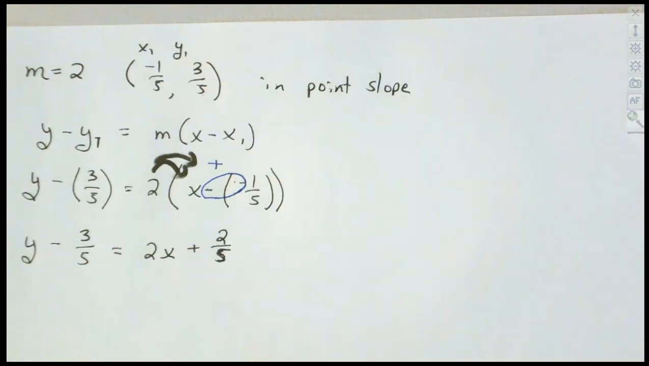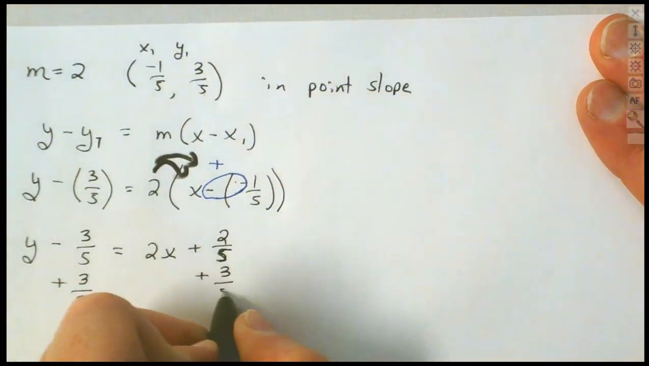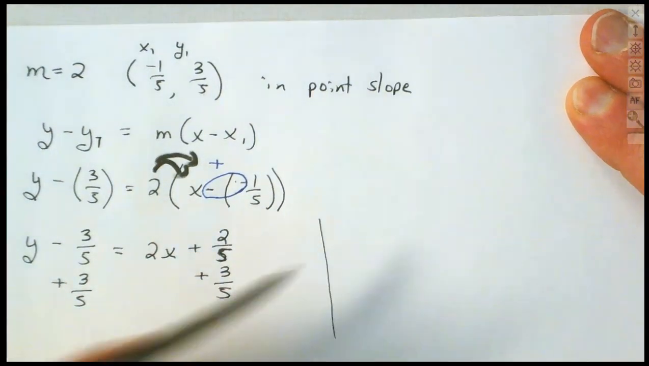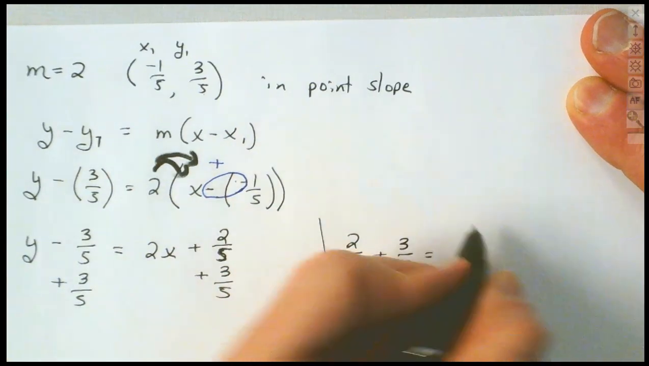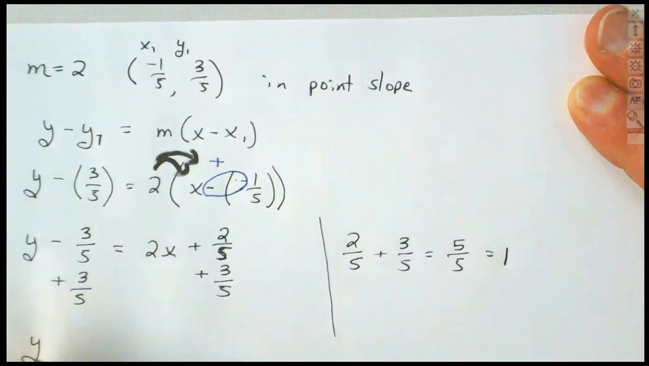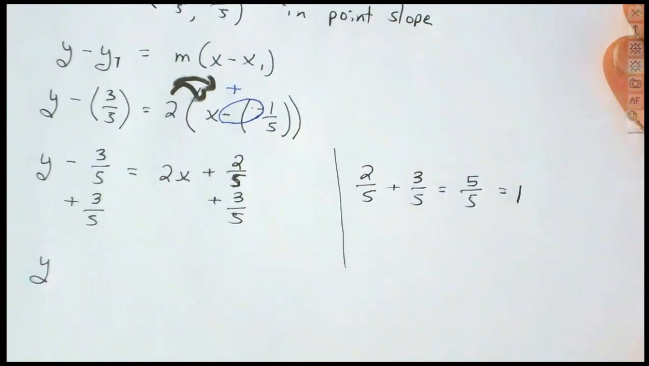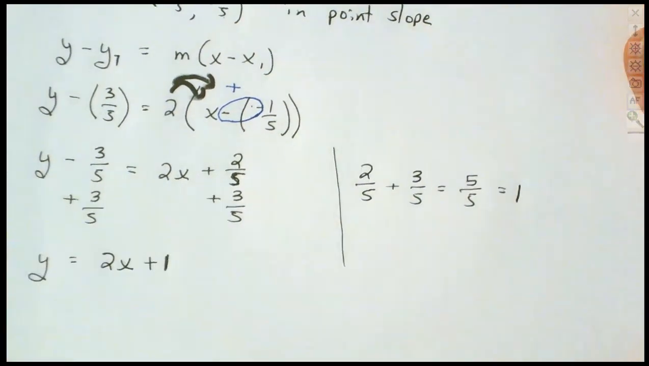And we do want our answer in slope-intercept form. So normally we would clear out the fractions, but these can go together, right? They already have the same denominator. And so what do we have? We have 3/5 and 2/5. Those go together, make it 5/5, which is then 1. And so that's going to now leave me with my final answer of y equals 2x plus 1. Okay, so that's what we're working with. And that's going to be our final answer in slope-intercept form.